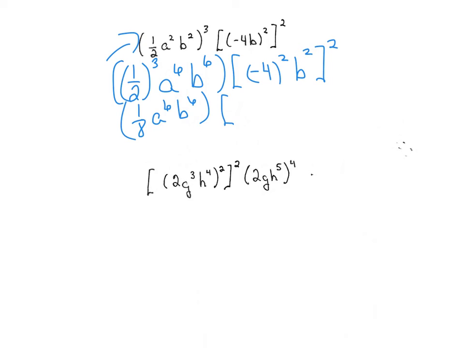-4 squared is +16. If you have a negative number raised to an even exponent, the answer is positive. If you have a negative number raised to an odd exponent, the number's negative. B to the 2 times, and then b squared, and all of that is squared. So we get 1/8. I'm just going to repeat what I had: a to the 6th, b to the 6th, and I told you you could use a calculator.